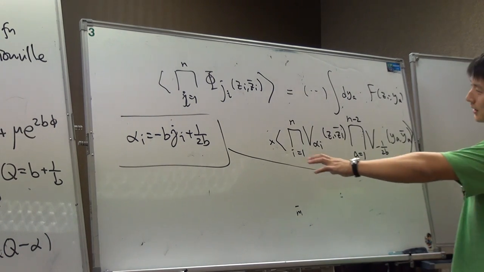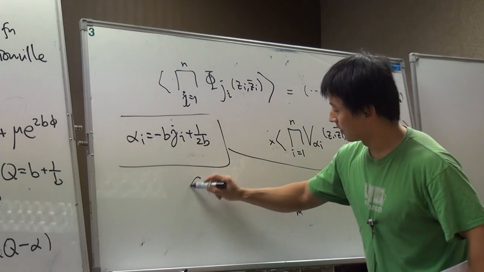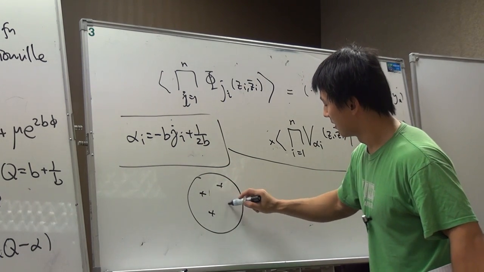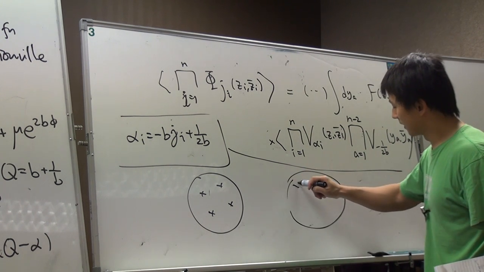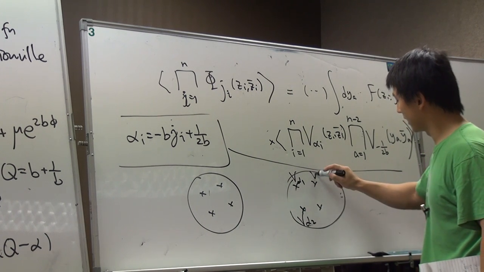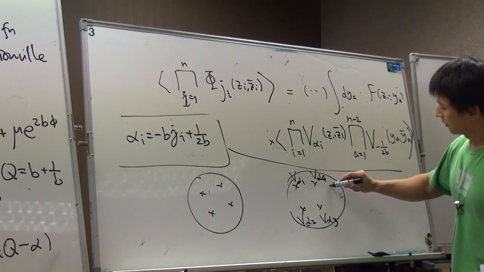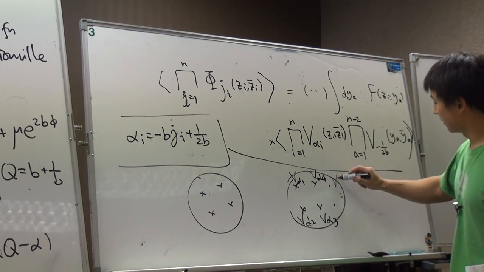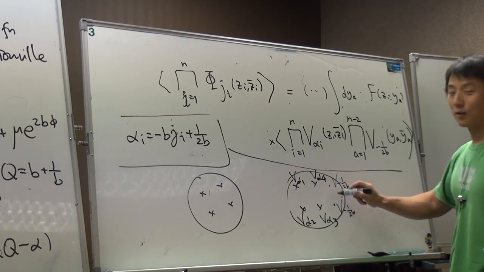So this is a dictionary that allows you to relate an n-point function in SL2 to a 2n minus 2 point function in Liouville theory. So here, let's say for the 4-point function on this side, we're going to relate this to a 6-point function in Liouville theory with these V alpha 1, V alpha 2, V alpha 3, V alpha 4, and then two other operators, V minus 1 over 2b, V minus 1 over 2b, and integrate over the positions of these two vertex operators.